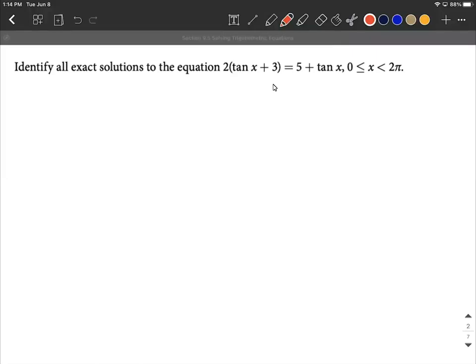Solving a more involved trigonometric equation. So in this case, we have the trig equation 2 multiplied by the quantity tangent of x plus 3 equals 5 plus tangent of x. And we want to get all the solutions on this interval between 0 and 2 pi.